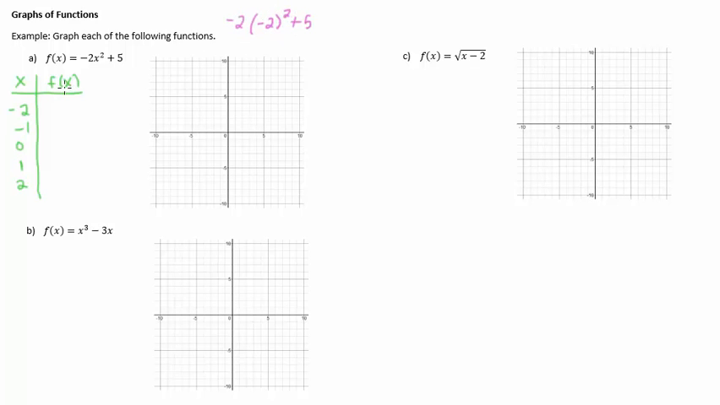You just put the negative 2 in where x is, and then work that out. So that's negative 2 squared is 4. 4 times negative 2 is negative 8. Negative 8 plus 5 is negative 3. So that's negative 2, negative 3. And then you keep going, plugging in values until you have a good idea of what the graph looks like. So negative 2, negative 3.